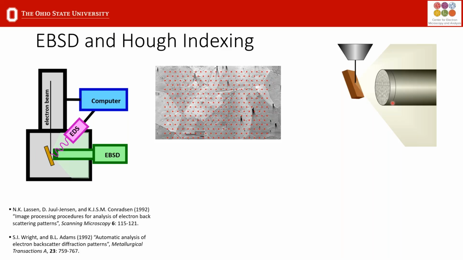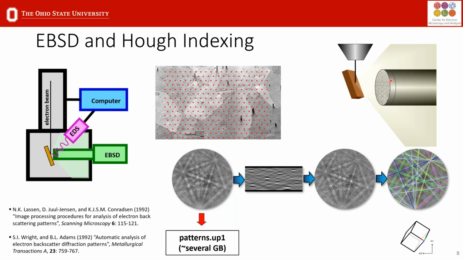Now, for an amorphous sample with no crystallographic ordering, the background of the backscatters will all just be a diffuse background. But for a crystalline sample, we get additional diffraction effects from the crystallographic planes, and it forms these Kikuchi bands. Each one of these Kikuchi bands is related to a crystallographic plane inside of the sample. And then to determine the orientation, you transform this Kikuchi band pattern into Hough space.